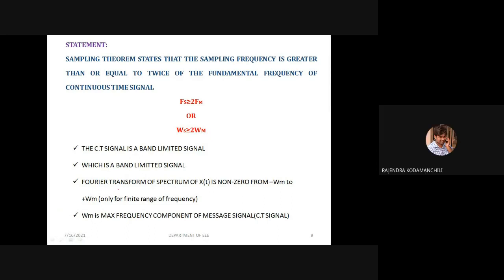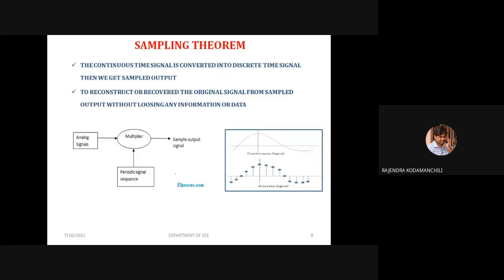Once again I try to convey this, because without a proper idea it is very difficult for us. Listen here. There is a continuous time signal and a discrete time signal. We all know that a continuous time signal is converted into a discrete time signal. This process is called the sampling process.